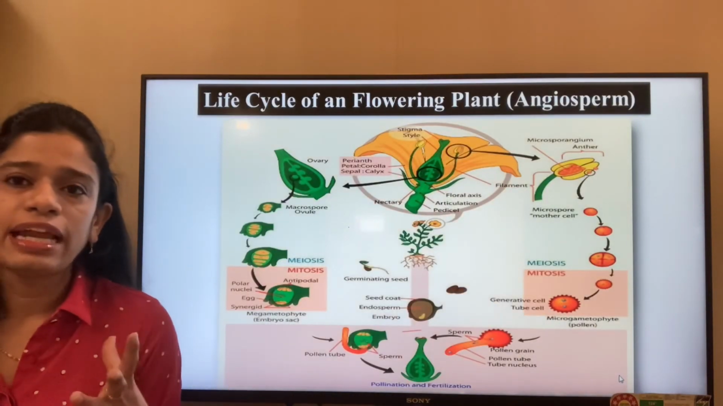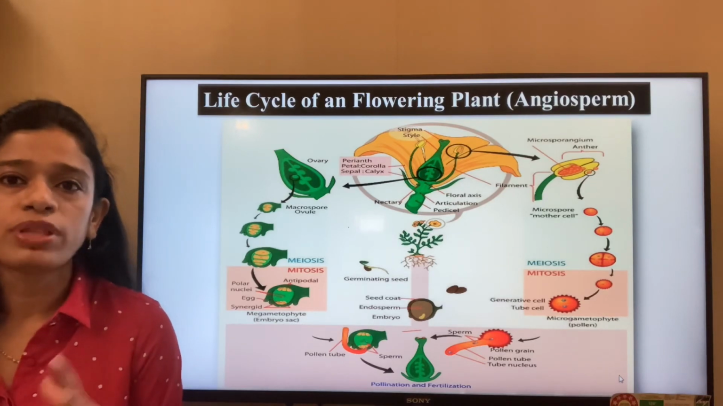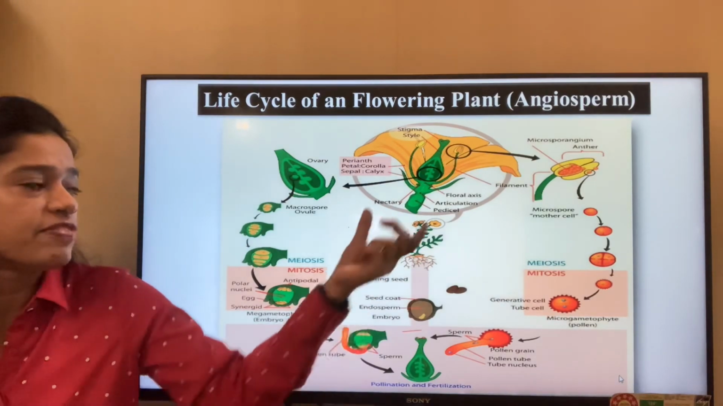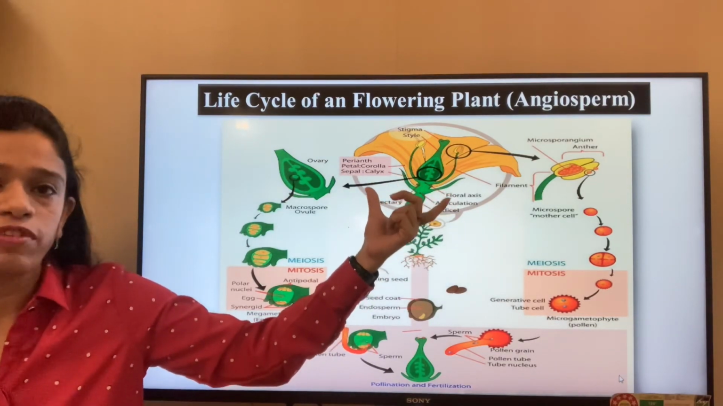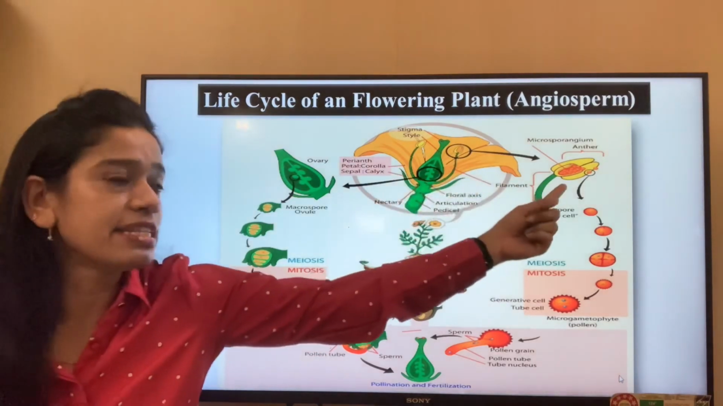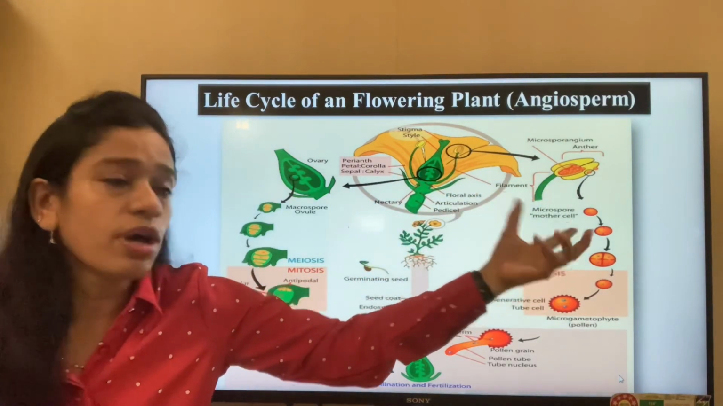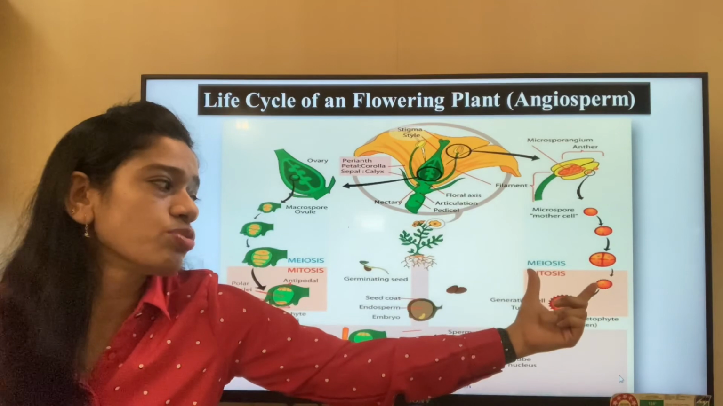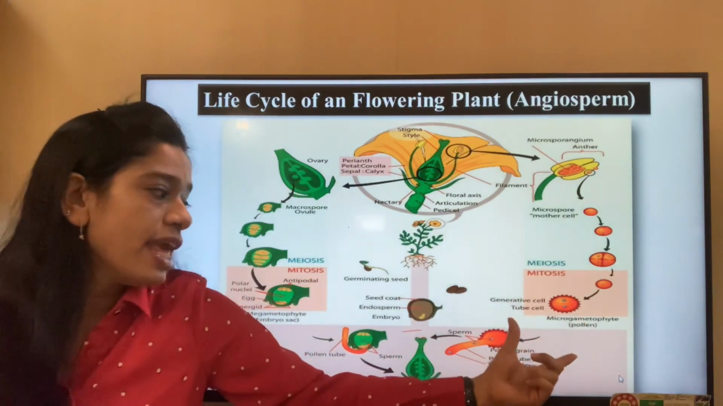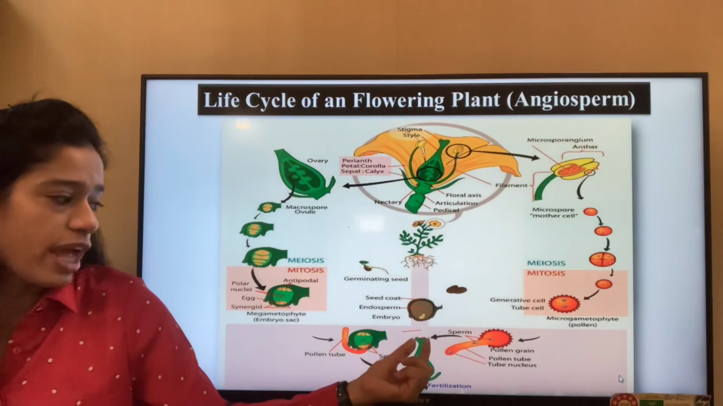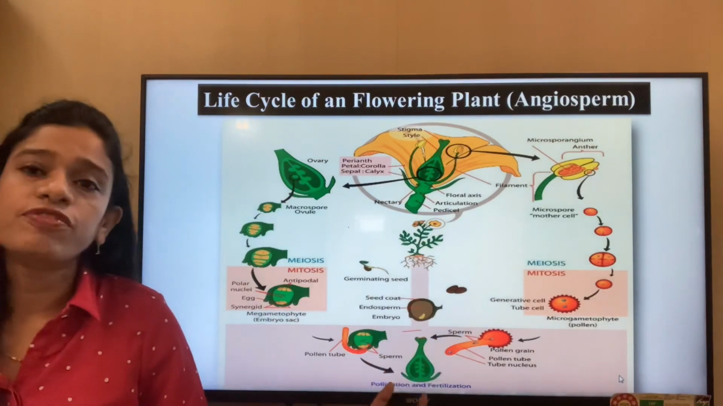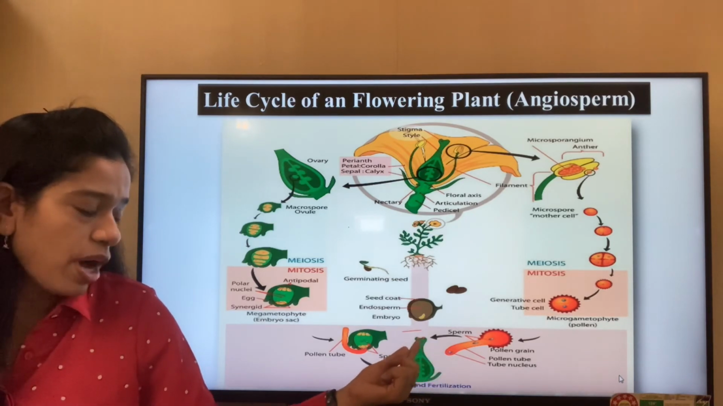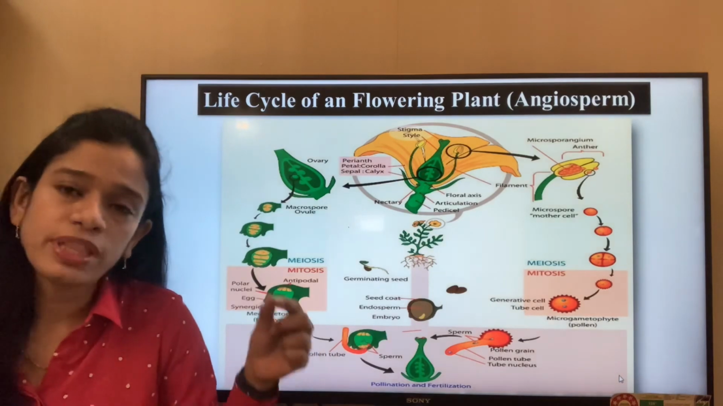So let us have a quick look at the life cycle of the plant in angiosperms. So what happens? This is a flower. This is a complete flower having both the male and the female part. This is the anther. The anther gives rise to the microspore mother cell. If you remember, it undergoes meiosis and it gives rise to this pollen. This pollen, when it comes in contact with the stigma, the female reproductive organ, sits on the stigma and slowly it starts developing the pollen tube.